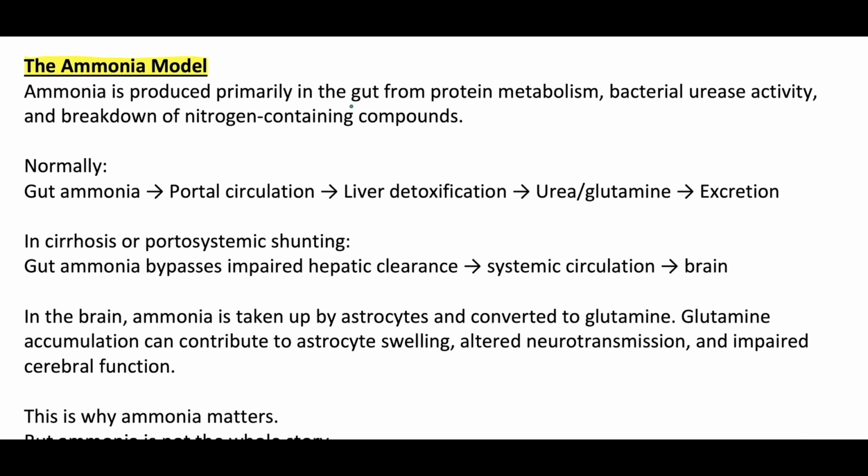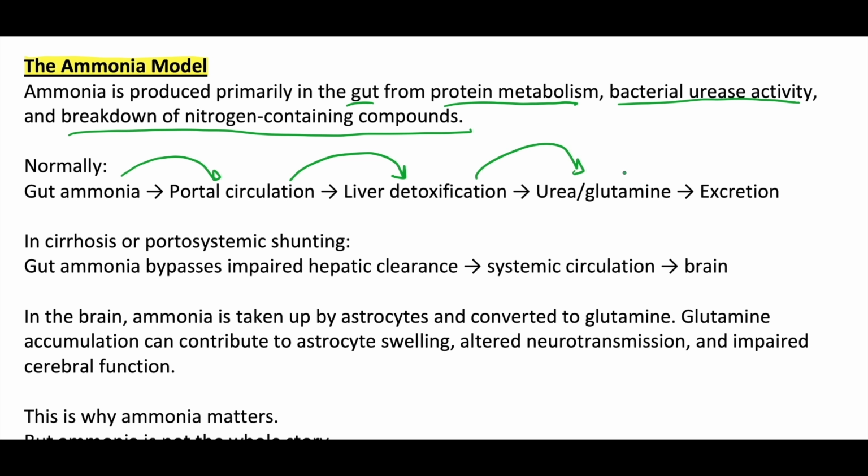So ammonia is primarily produced in the gut from protein metabolism, bacterial urease activity, and breakdown of nitrogen-containing compounds. And normally what happens is gut ammonia enters the portal circulation. That then goes through the liver, which detoxifies that blood. You do that through urea and glutamine, and then you excrete that blood into the systemic circulation without ammonia, and then you excrete the ammonia out of the body. Okay, so this step here, this liver detoxification, is what you start to lose in a patient with cirrhosis, right? Because you get all that fibrosis in the liver, all that hepatocyte death, and as such, you can't take that ammonia out, break it down, and excrete it.